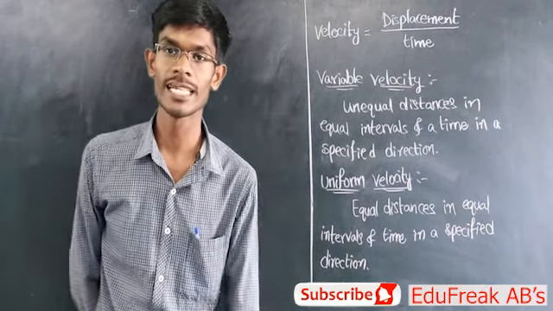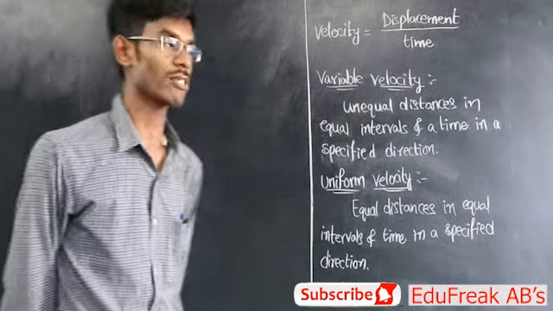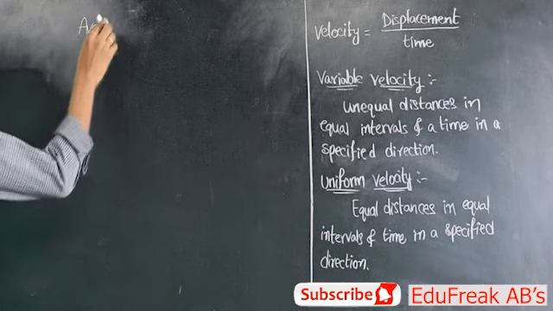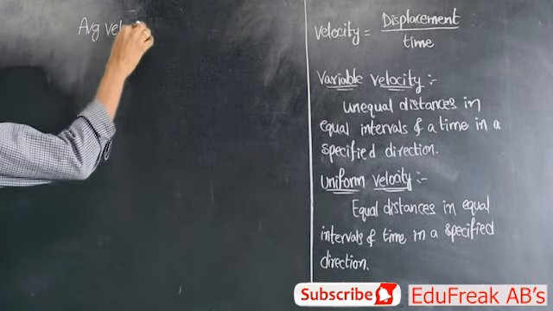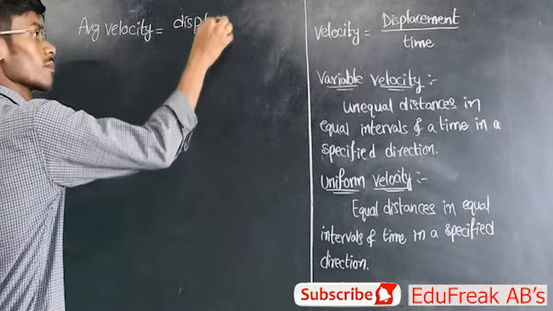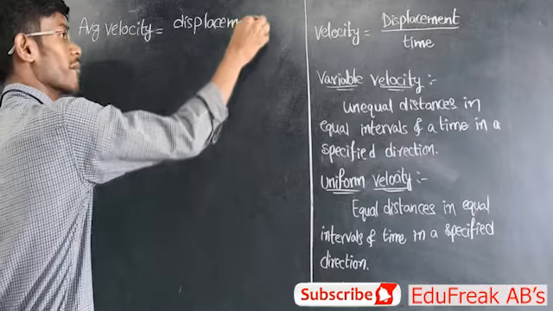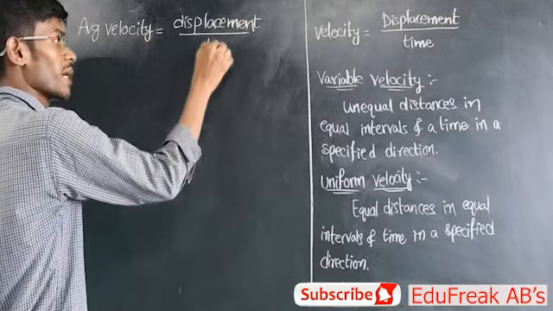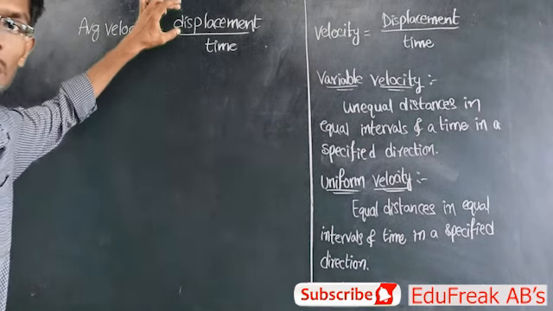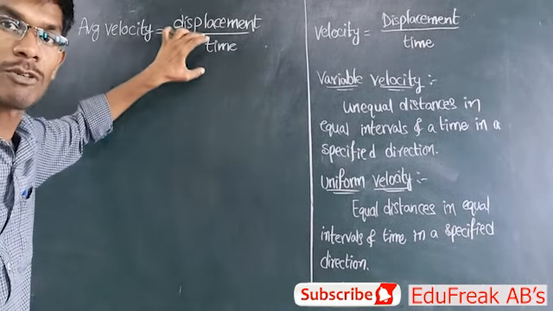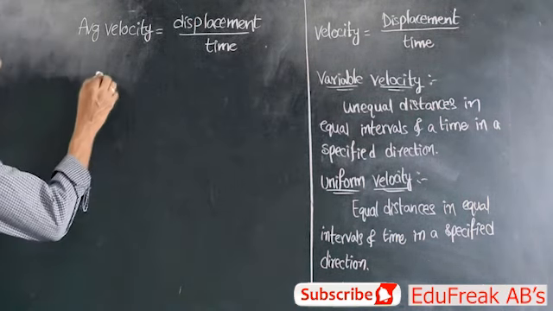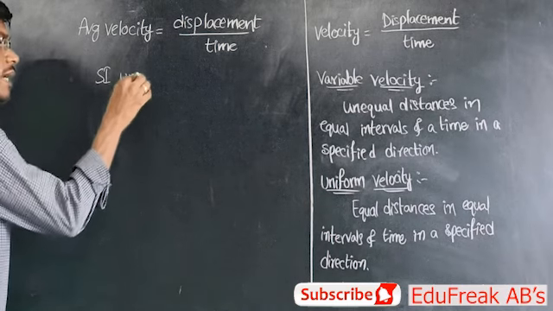Then how can we calculate this velocity or average velocity? See here, average velocity can be represented as the total displacement by time taken. So here, the total displacement we have covered with respect to the time gives us the average velocity. Okay. Then what are the SI units of velocity or average velocity?